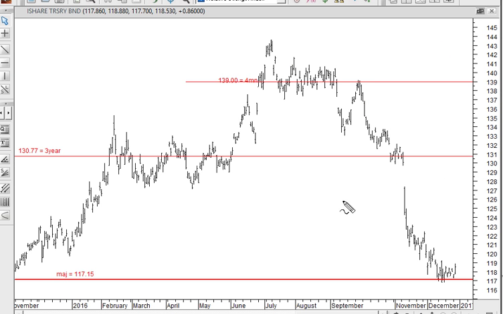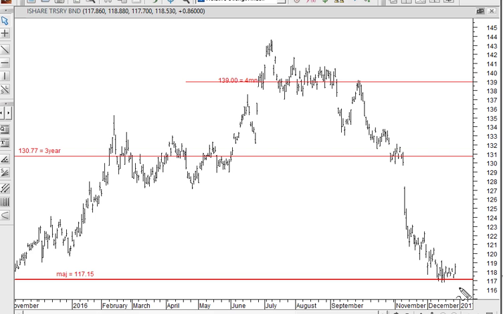Quick review of the supporting charts. This is the T-Bond ETF, TLT. We've got the major level here that we've talked about, 117.15. So far the bonds ETF has held that major support level, up a little bit yesterday.